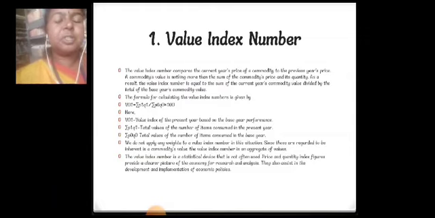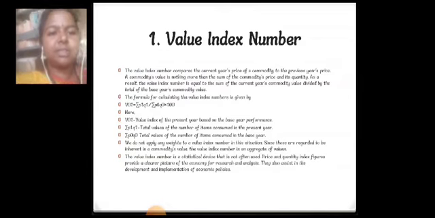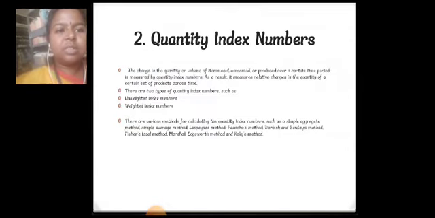The formula for the value index number is given: V01 equals summation P1Q1 by summation P0Q0, into 100. Here, V01 is the value index number of the current, present year. Summation P1Q1 is the total value of the items consumed in the present year. Summation P0Q0 is the total value of the items consumed in the base year. So these are the main formula.